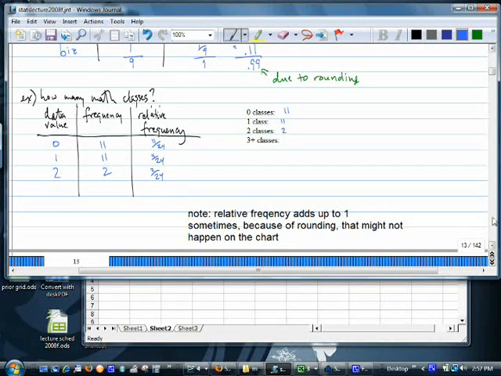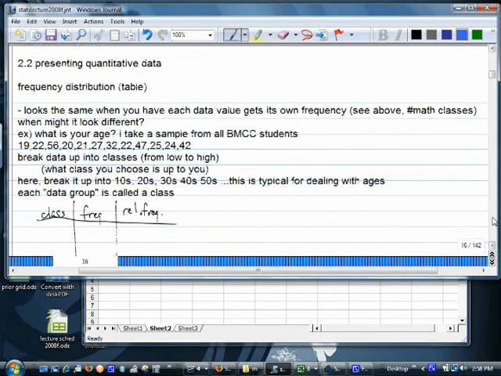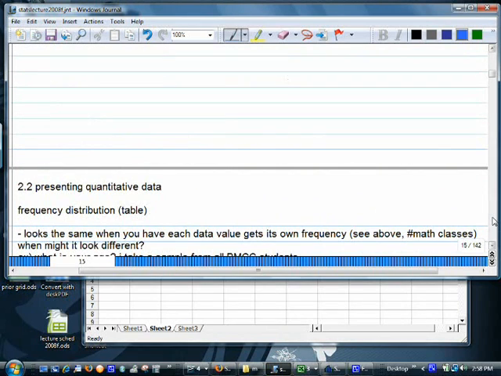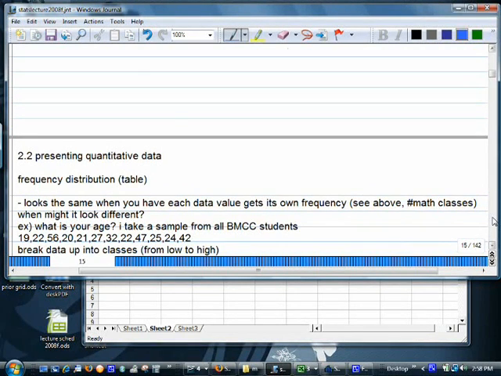So when might it look different? Well, suppose I do this survey. I say, what is your age? And I take a sample from all BMCC students. And I get these responses. So how are we going to make a frequency distribution table with this data?